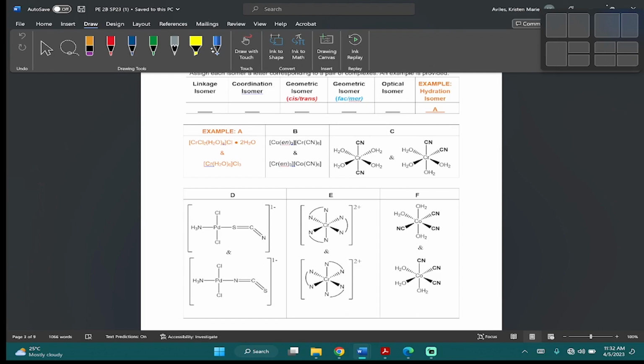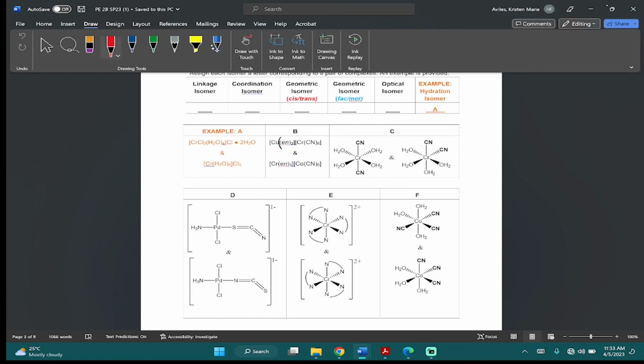So if we go on to B, then what we see is we have a cobalt diethylamine complex and a chromium cyanide complex. And all we're doing is switching the metal. That's all we're doing here. So what do you think it's going to be if we're just switching the metal? We're changing its coordination sphere. So the coordination sphere is what it's coordinated to.